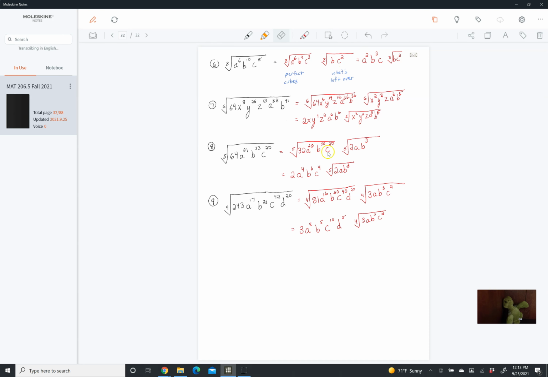And that's it. This is how we simplify radicals. And in our next video, when we do operations on radicals, this is going to become really critical.